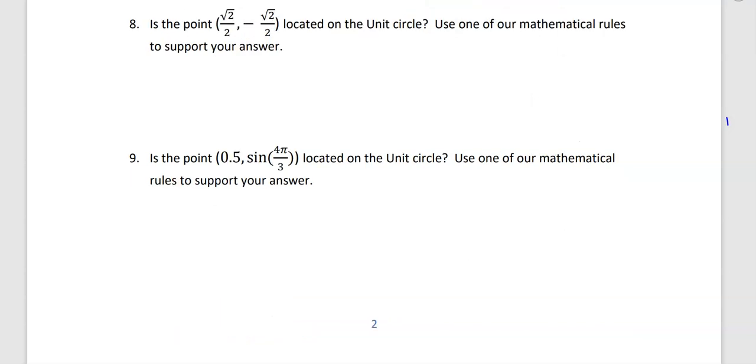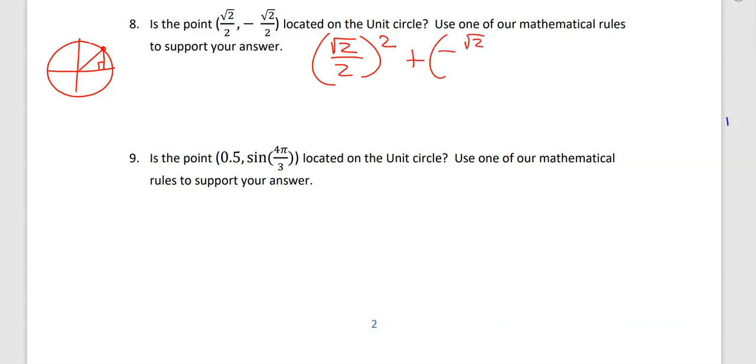You may have done this problem differently, but because it is a unit circle, and we are looking for whether this point actually is on the circle, we have essentially been using right triangles. One way of doing it, it's not the only way, is to take the square root of 2 over 2 squared plus negative square root of 2 over 2 squared. Does that equal the hypotenuse squared?